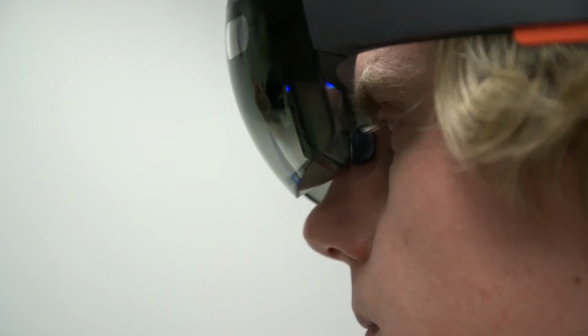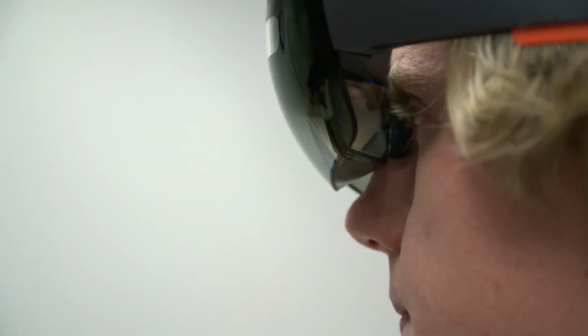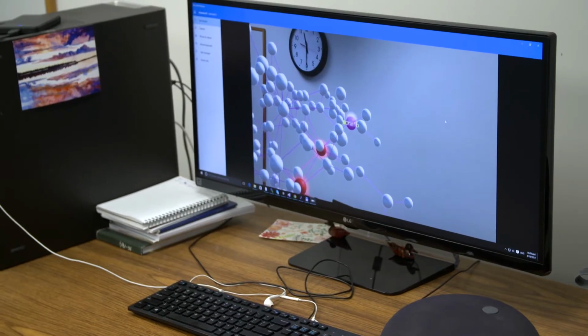Originally, the HoloLens technology wasn't really designed to do research and to visualize biological networks. It was originally designed for gaming industry. So what we are trying to do is push the limits of this technology by visualizing very complex three-dimensional objects.